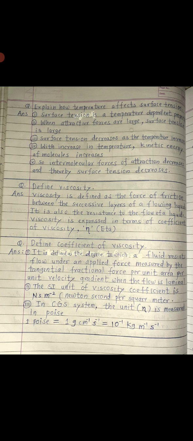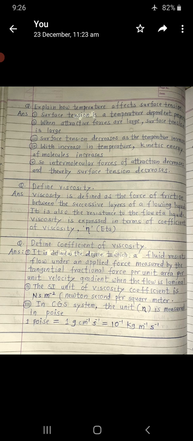With increase in temperature, kinetic energy of molecules increases. So, intermolecular forces of attraction decrease as temperature increases, and thereby surface tension decreases.